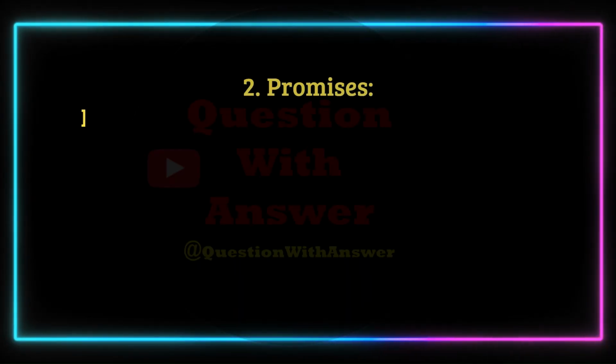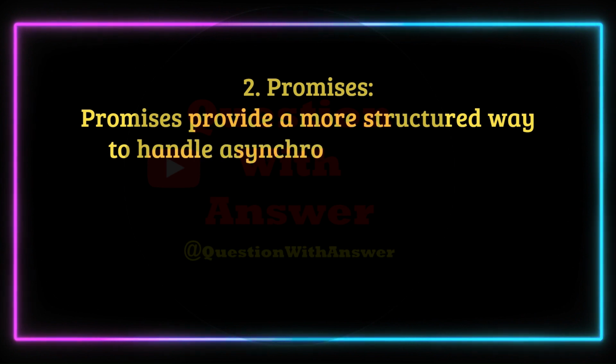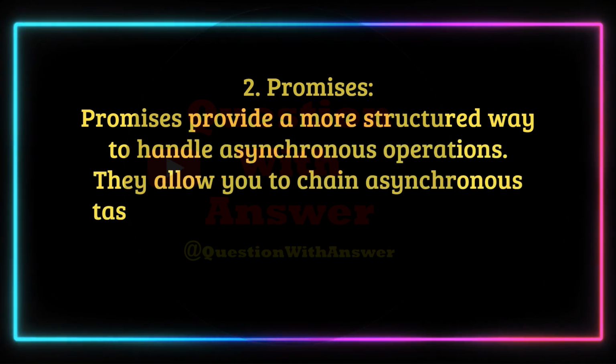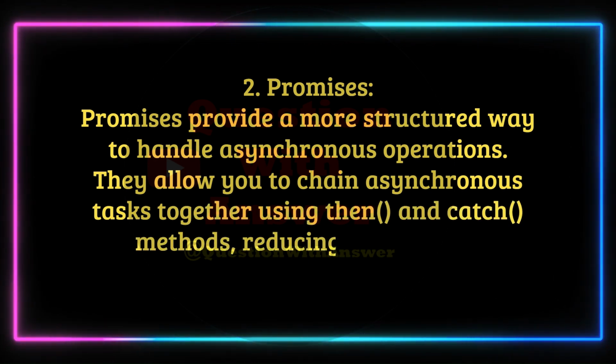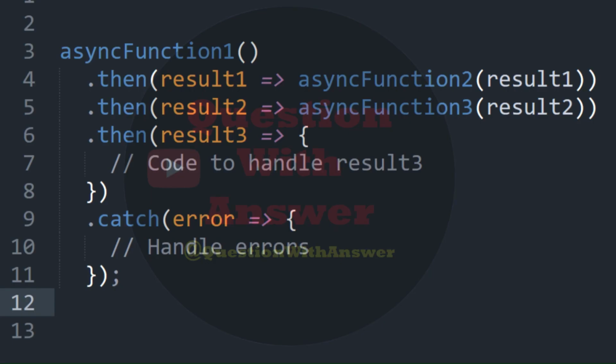2. Promises. Promises provide a more structured way to handle asynchronous operations. They allow you to chain asynchronous tasks together using then and catch methods, reducing the need for deeply nested callbacks. This is the example of how you can use promises in JavaScript.